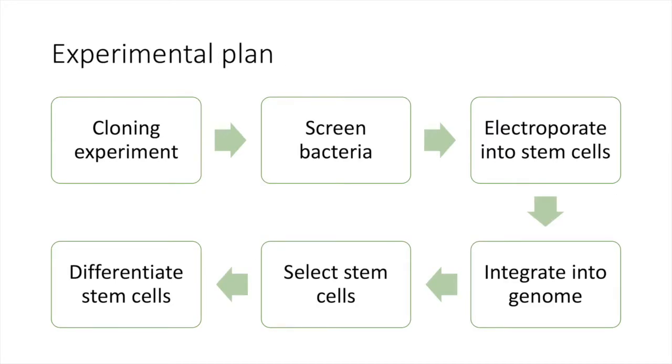So the general plan of an experiment using these constructs is as shown here. First, you would perform a cloning experiment to put your gene of interest into the GAPTrap plasmid. Then we screen bacteria for the presence of the plasmid using ampicillin. Then you insert the plasmids into your stem cells via electroporation. And then we either use CRISPR or TALENs to insert the plasmid into the genome. We can then select the cells that have successfully taken up the plasmid using an antibiotic, and then you can differentiate these stem cells into something else and see what effects your transgene has.